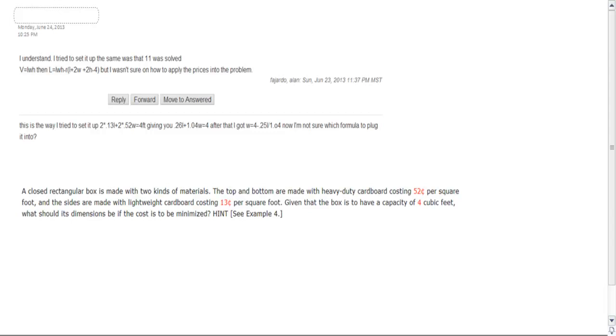Okay, so looking at this problem, we are looking at a closed rectangular box that is made up of two kinds of materials. They're going to say that it has to have a capacity of 4 cubic feet. So we know they're talking about volume, which you correctly identify as length times width times height.